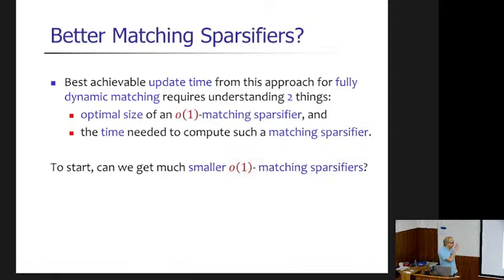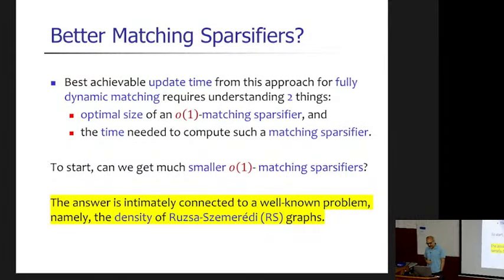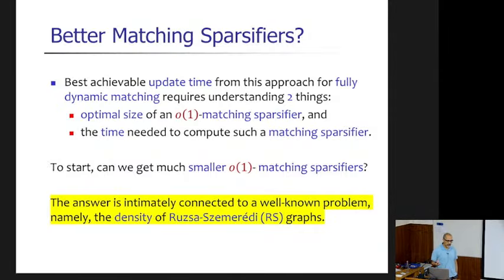Okay, let's start with the first question, which is the necessary condition to get anything out of this approach. So can we get much smaller than what we created as a small o of 1 matching sparsifier? Turns out the answer to this question is very closely connected to a famous problem in math, namely understanding the density of Ruzsa-Szemerédi graphs, or RS graphs. Okay. So let me explain what these graphs are. They're going to play a central role in the rest of this talk.